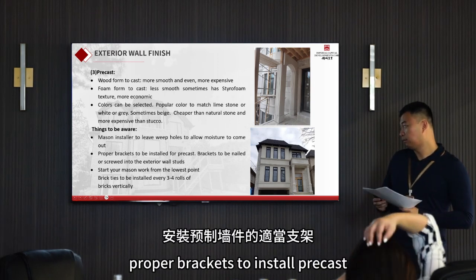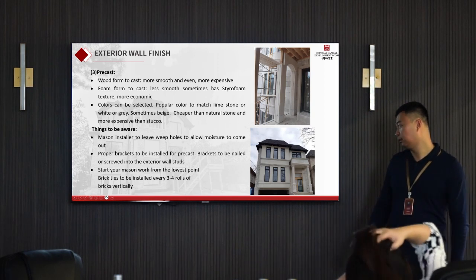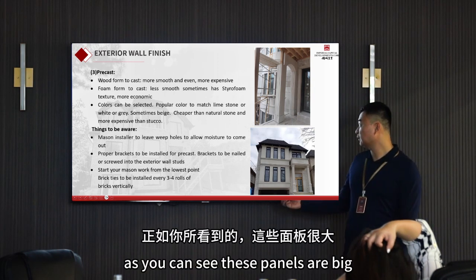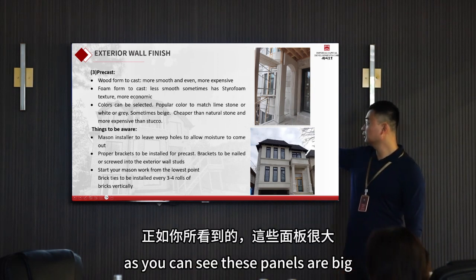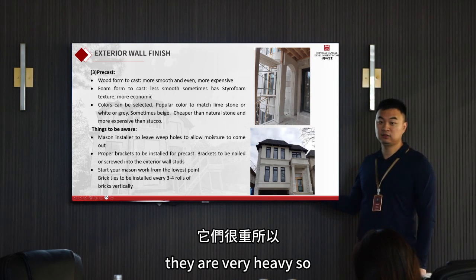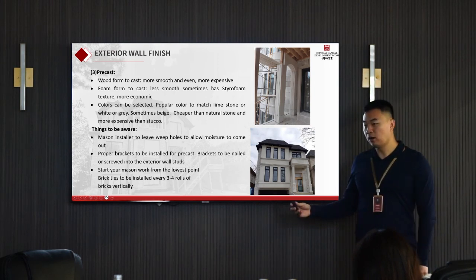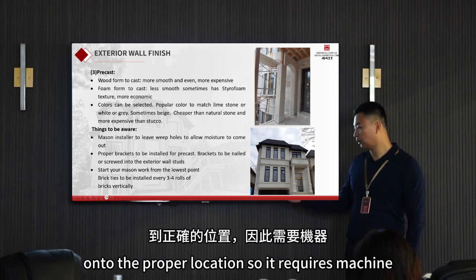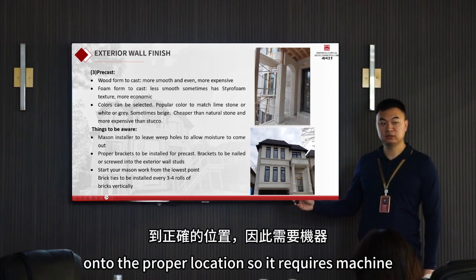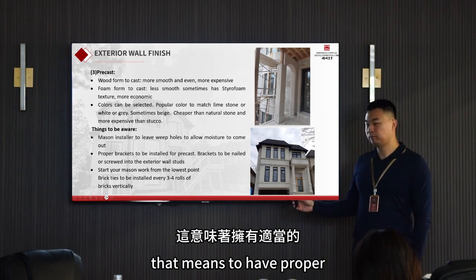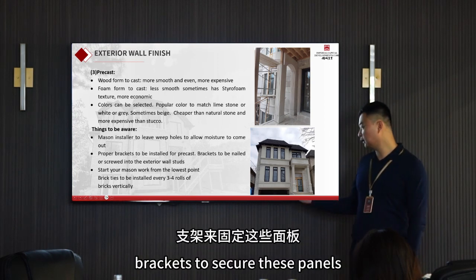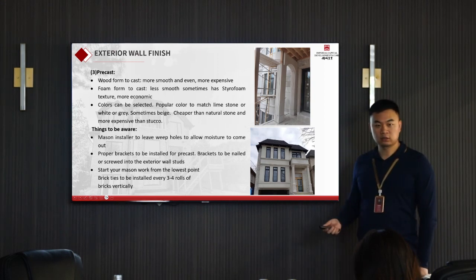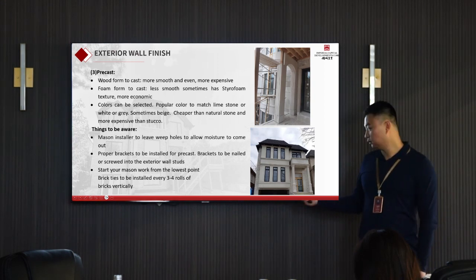Proper brackets to install precast. Brackets need to be nailed or screwed into the exterior wall studs. As you can see, these panels are big. They're very heavy. So manpower won't be able to lift these panels onto the proper location. So it requires a machine. That means having proper brackets to secure these panels is very important. That's for the safety of the workers. That's also for the safety of the house.